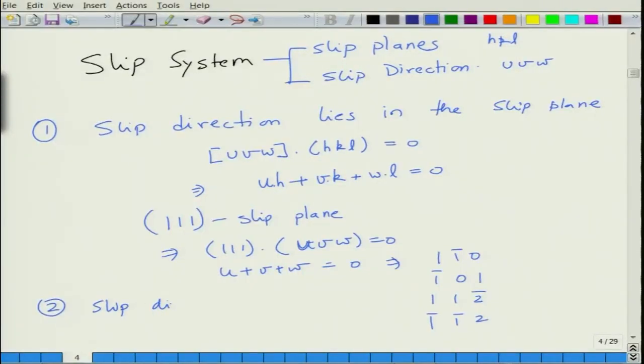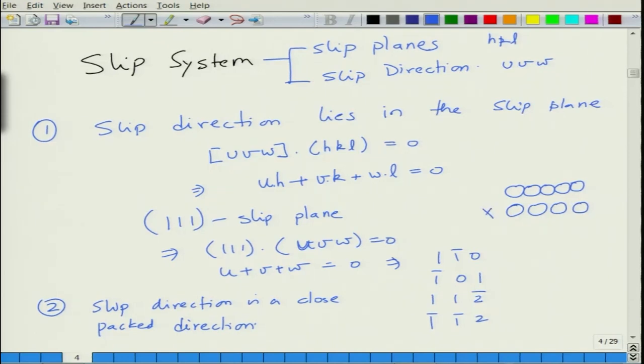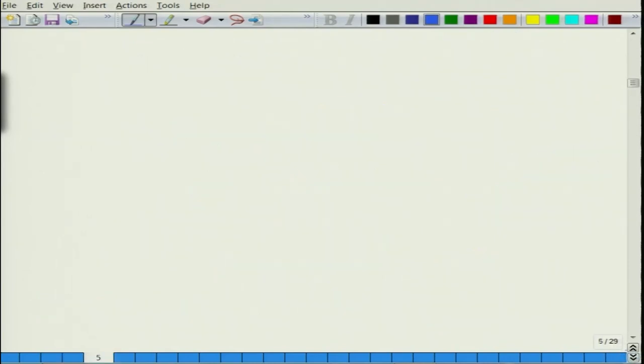The next thing is that the slip direction is a close packed direction. It is the direction along which atoms touch. You may have a direction in which atoms are touching each other, and you may have a direction along which atoms are not touching each other. This latter one is not the slip direction; this is the slip direction, which is the close packed direction. So the slip direction is a close packed direction.